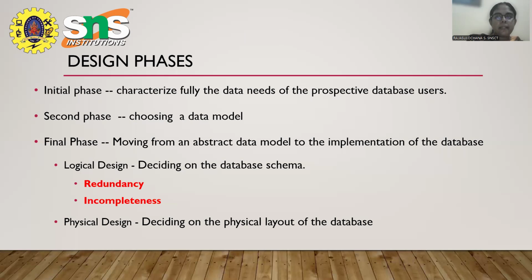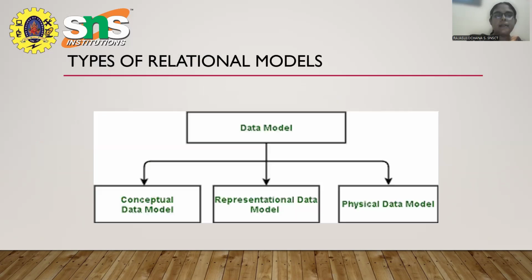So before implementing, we have to decide on the database schema, which is done by logical design. It reduces redundancy and incompleteness of the database. By means of physical design, we can decide on the physical layout for a particular database. So the types of data models include three types. One is conceptual data model, representational data model, and the last one is physical data model.